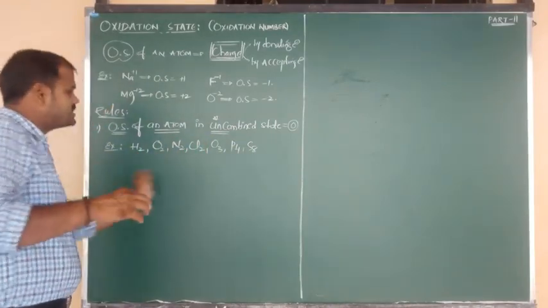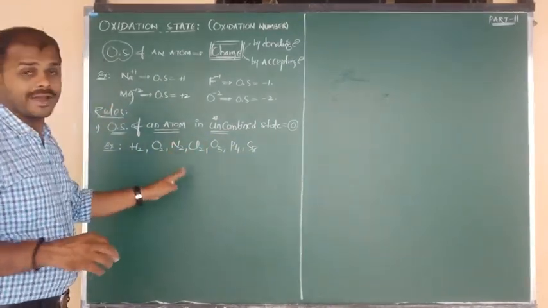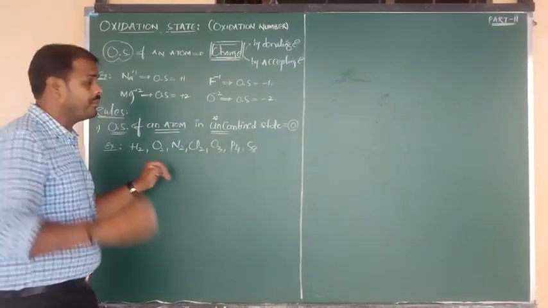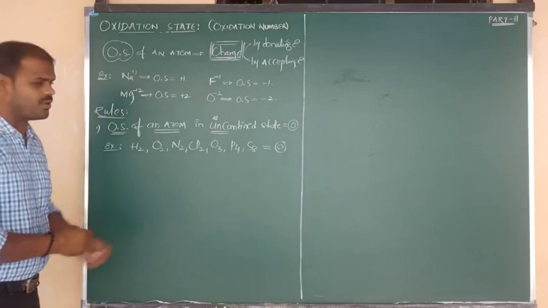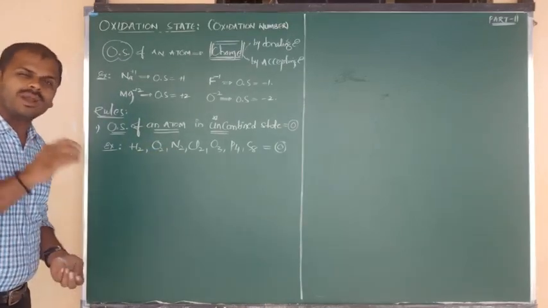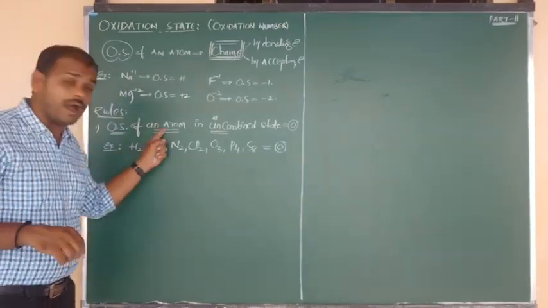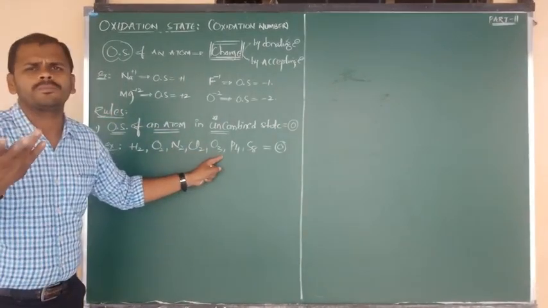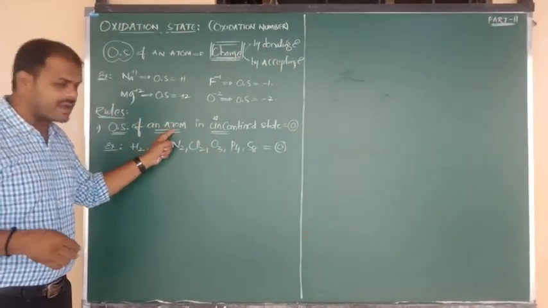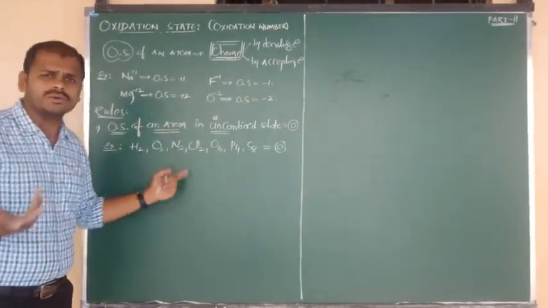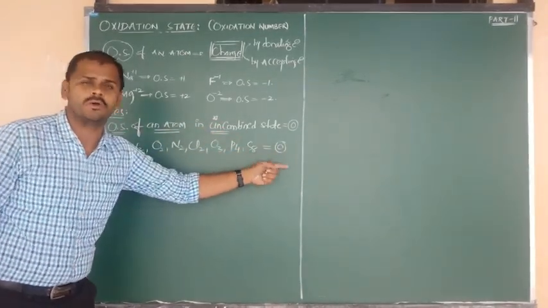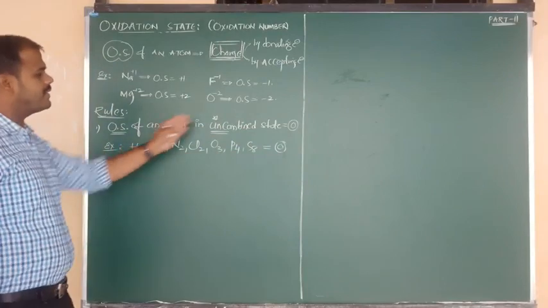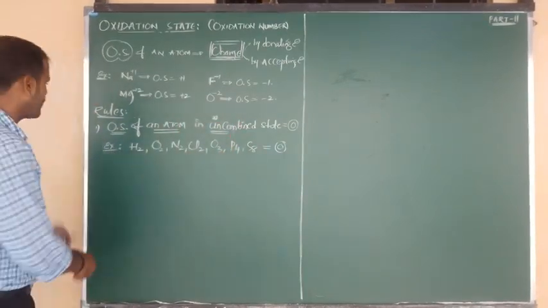In all these elementary forms, whatever the atom, whatever the element, the oxidation state is equal to 0. I hope you understand this. So what is the oxidation state of oxygen atom in ozone? 0. What is the oxidation state of nitrogen atom in N2 molecule? 0. What is the oxidation state of sulfur in S8 molecule? 0. Because all these are in uncombined form.